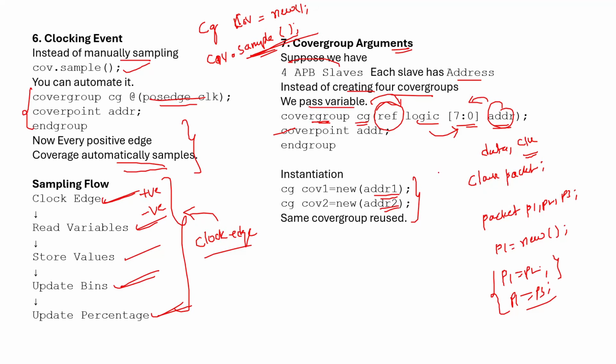Same way here also I need to create different addresses. So cg equal to cov1 and then new of address 1, and then cov2 new of address 2. That means coverage instance. Okay, coverage. So cg and then different instances I'm creating, that cov1, cov2, cov3 and then cov4. Okay, coverage 1, coverage 2, coverage 3, coverage 4.